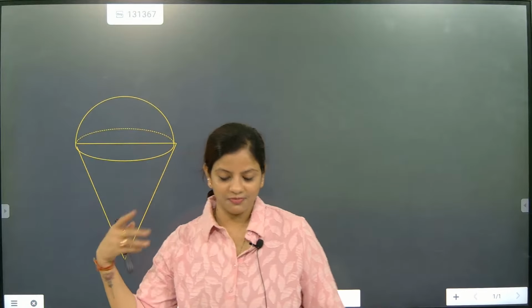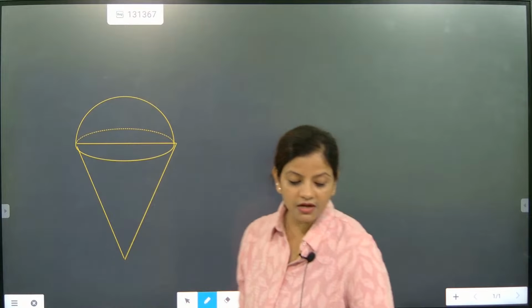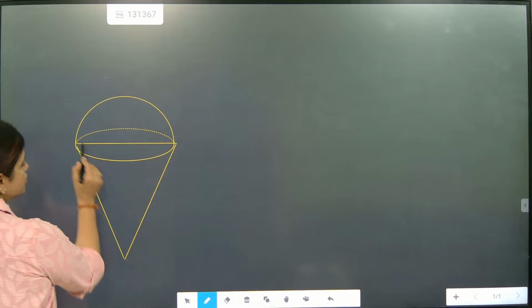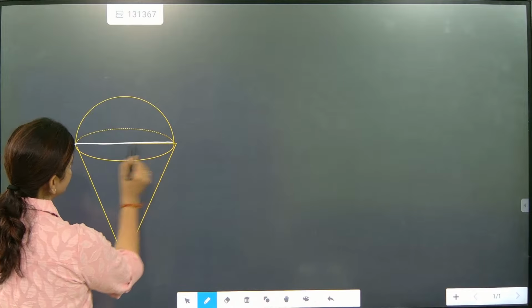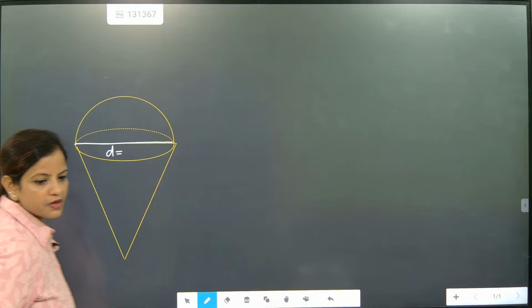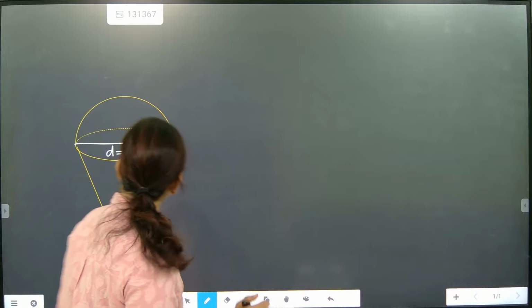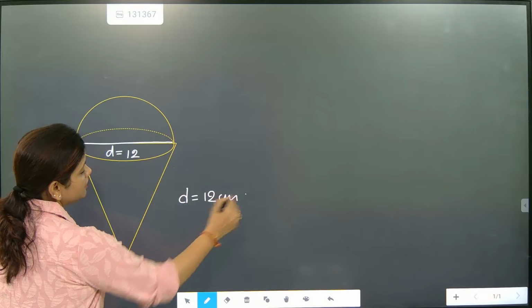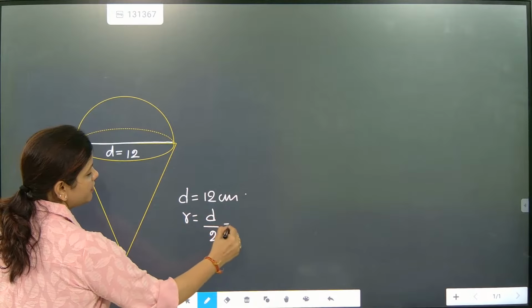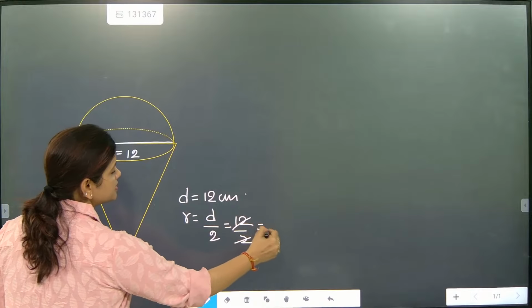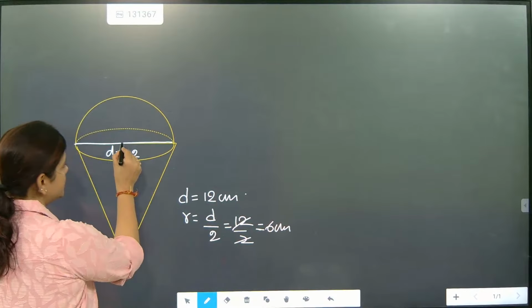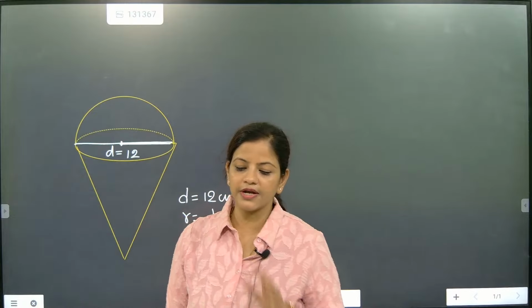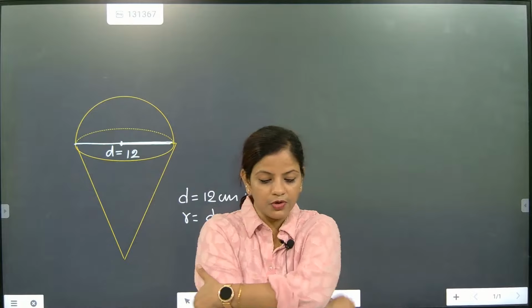Now in this question, what they're asking is a right circular cylinder having diameter. So the diameter of this part is given. What is the diameter given to you? Please remember, 12 centimeter. Then what is the radius? Radius is diameter divided by 2, that is 12 by 2, which is 6 centimeter. So we got the radius part. This section radius is coming as 6 centimeter.